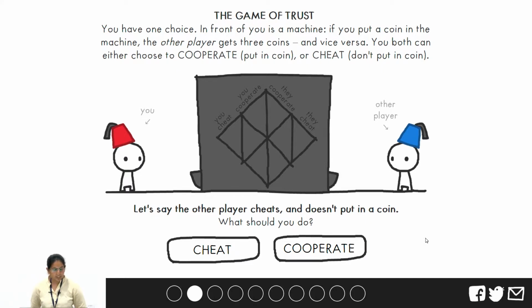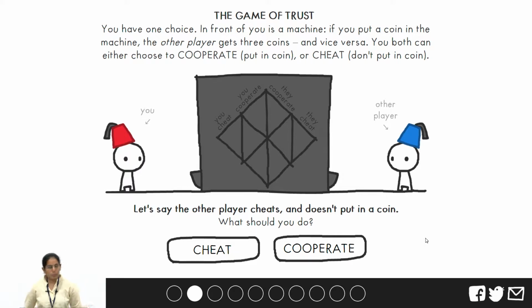You have a machine here and there are 2 players, and the rules are the following. If you put a coin into this machine, then the other player gets 2 coins. That's how the machine operates, and in fact not even 2, actually 3. So I'm even remembering it wrong. The other player gets 3 coins. You put in a coin, the other player gets 3 coins. If the other player puts in a coin, then you get 3 coins. So you have 2 possible moves. You could either decide to cheat or you could decide to cooperate.